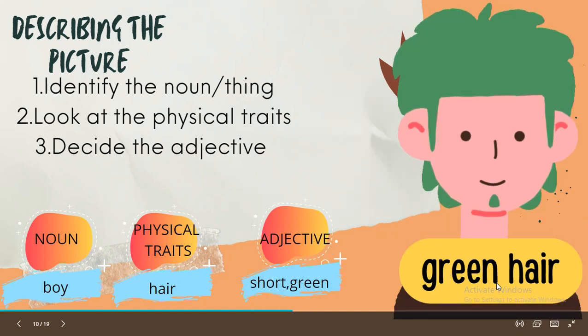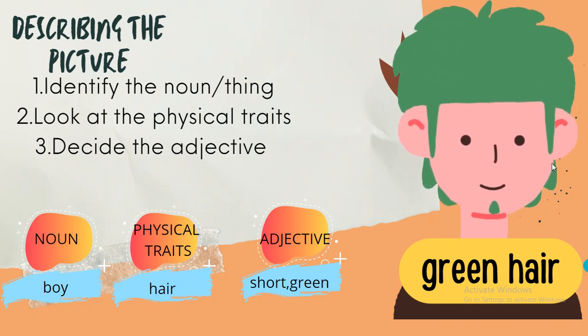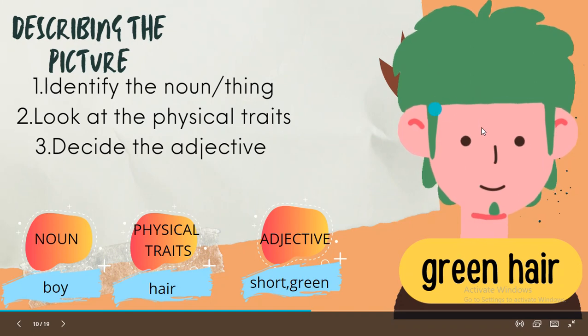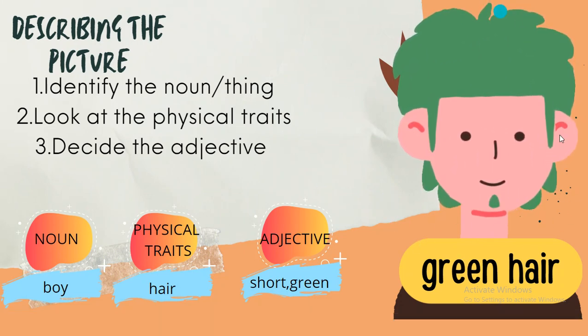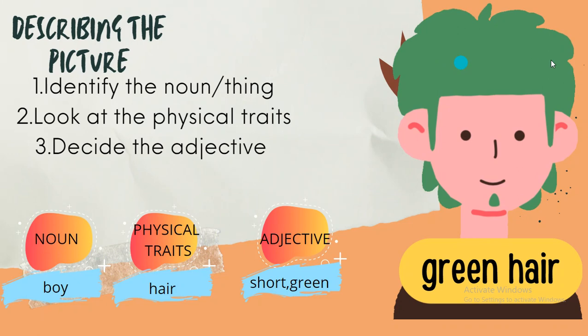Okay. So let's look at the next one. When we want to describe, we have to identify the noun or thing first. So the noun here is a boy. You know it is a boy. So what kind of thing do we want to use to describe the boy? So we have to look at the physical traits which we want to focus on. Okay, so let's go with hair because it's simple. Okay, what about the hair?